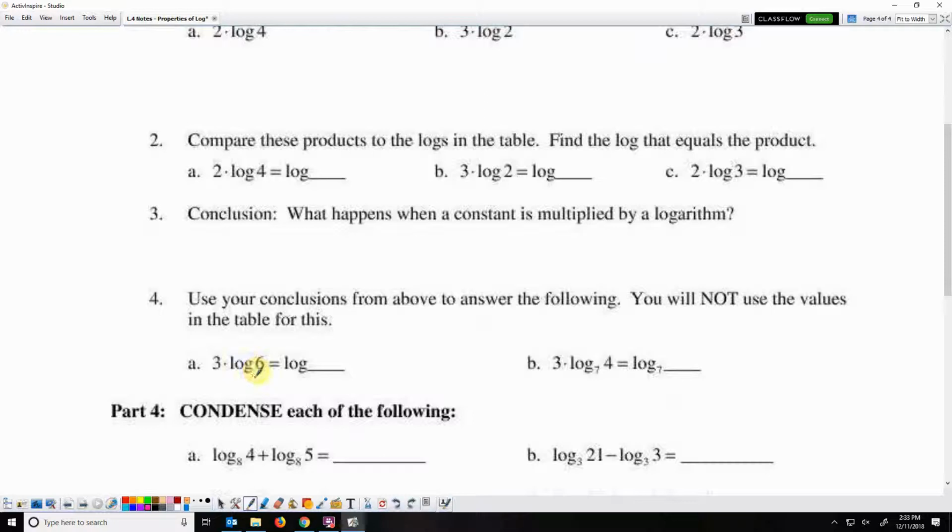Three times log 6 is the same as log 6 to the third power, which could be simplified as well. 6 times 6 times 6 could also go there. And then 3 times log base 7 of 4 is the same as log base 7 of 4 to the third power. So we can always just move that coefficient to the back as an exponent on the argument.